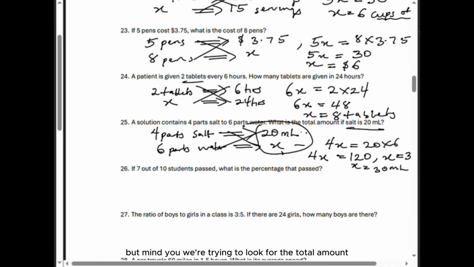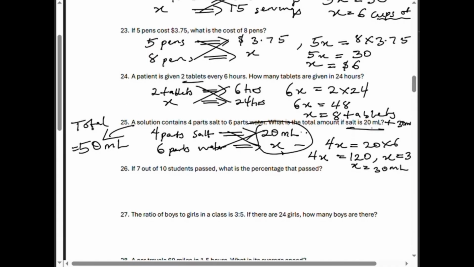But mind you, we're trying to look for the total amount, which is the salt plus 30 ml, which is what? So the answer for this is what? 50 ml. Total equals what? 50 ml, because you need to add the real amount of salt to the real amount of water.